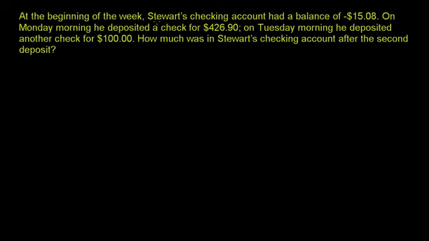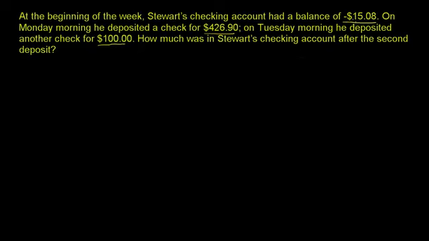At the beginning of the week, Stuart's checking account had a balance of negative $15.08. On Monday morning, he deposited a check for $426.90. On Tuesday morning, he deposited another check for $100. How much was in Stuart's checking account after the second deposit? So after both of these deposits right over here.